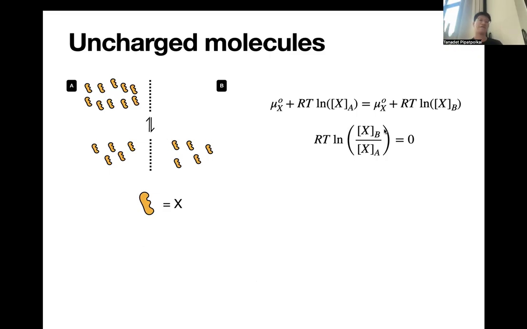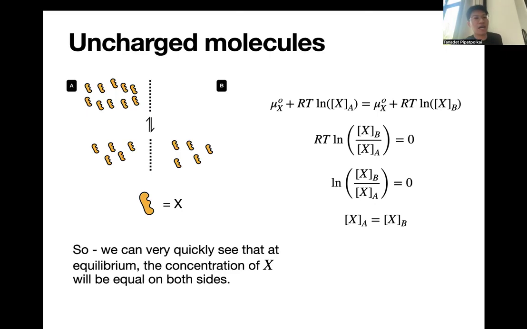Now, I have a case study. My R is a constant, 8.3, so I can't have that being 0. My temperature won't be 0 because I'm not at absolute 0. That leaves me with just ln XB over XA. And to have the ln value equal to 0, meaning ln 1, XB has to equal XA. And that explains why if I leave the system in equilibrium, I will have an equal concentration of XA and XB on both sides.